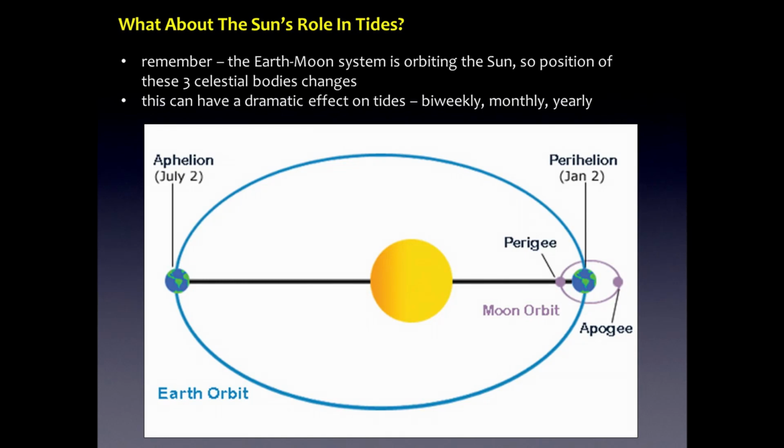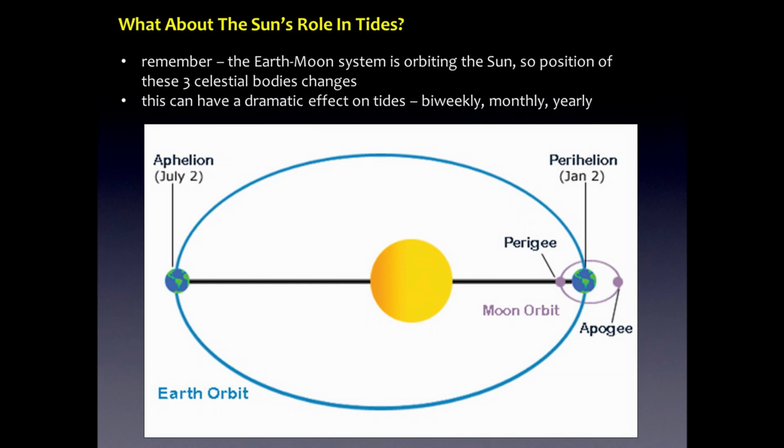Remember, as it says in the slide there, that the Earth-Moon system is orbiting around the sun. So we'll see that on a yearly basis, the position of these three celestial bodies changes. And in fact, not only on a yearly basis, but we can see that bi-weekly and monthly as well, these three celestial bodies change position relative to each other, and this can have a dramatic effect on the tides.